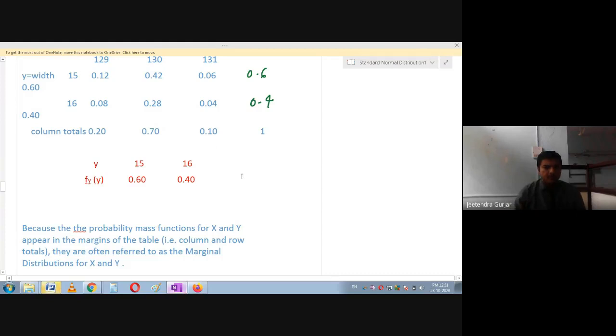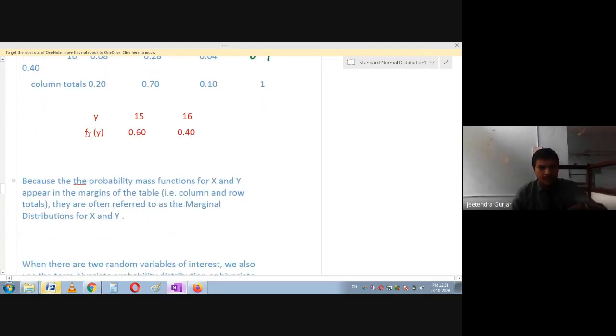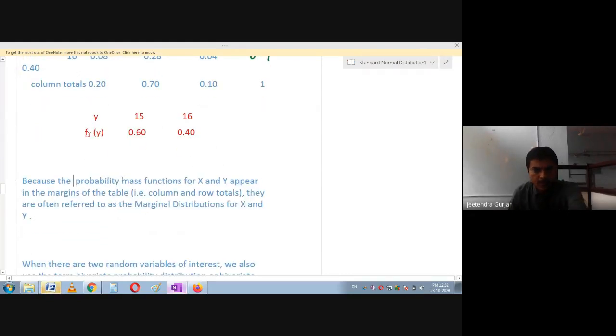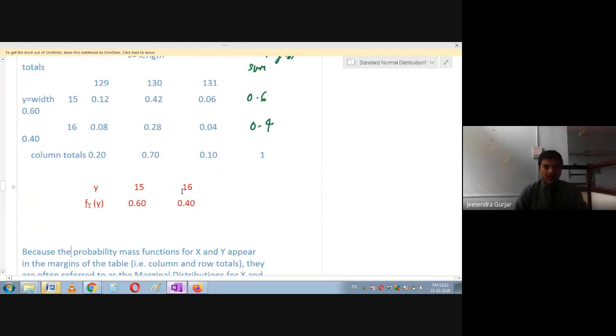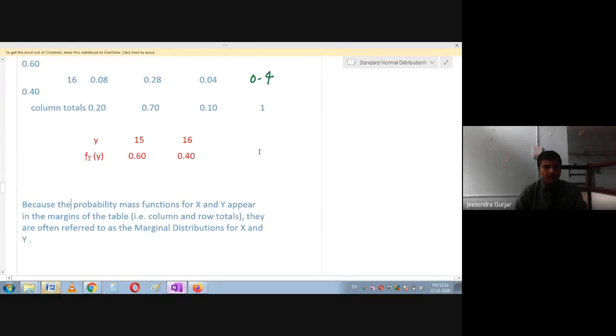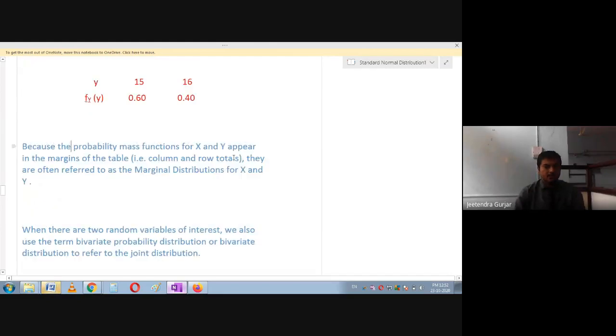Please remember this, because the probability mass function for x and y appears in the margin. Therefore, the simple word margin: it appears in the margin. Because this is in the margin, it is known as the margins of the table, and we take this as the marginal distribution for x and y. What is margin? Why have we taken this as marginal? Please remember, the meaning itself tells you it is in the margin.